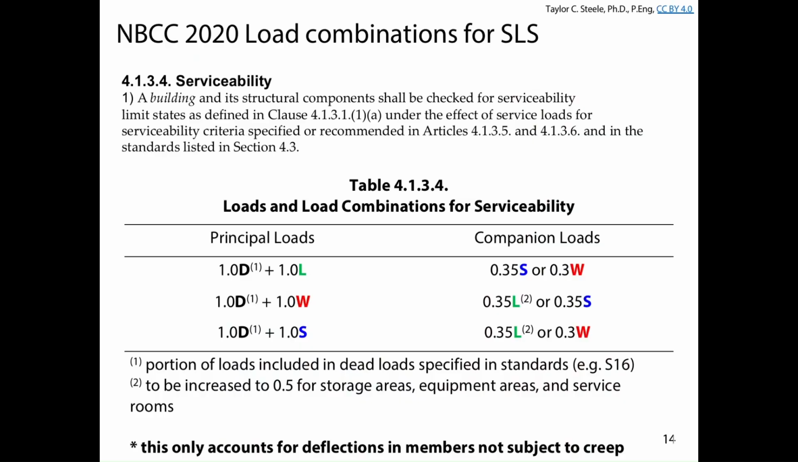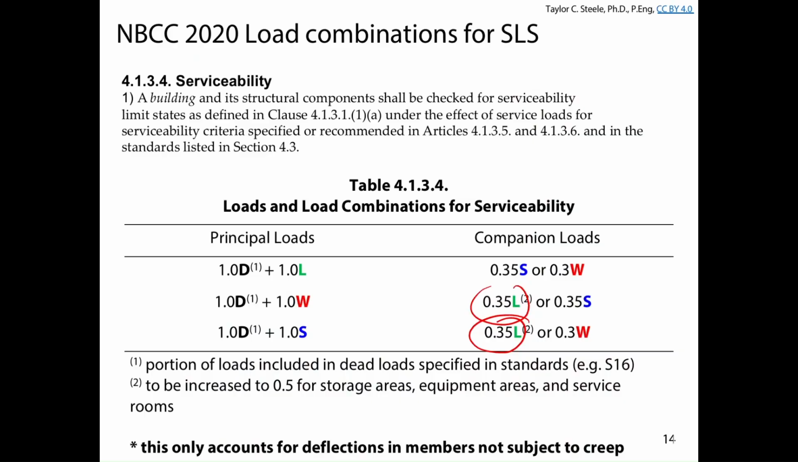The other part here is that for storage areas, wherever you're storing a lot of stuff, probably library stacks would be included in this, in that case, you're going to increase the load to 0.5 live when you're doing the companion load. So in this case, you'd have 0.5 live in both of these situations. But for the most part, in your example buildings that you're working with, we are not working with storage areas, right? It's all office space.